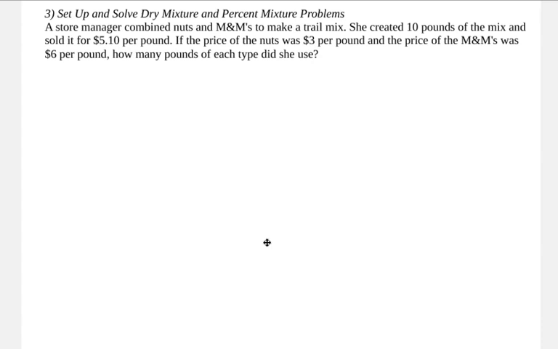On this question, a store manager combined nuts and M&Ms to make trail mix. She created 10 pounds of mix and sold it for $5.10 per pound. The price of nuts is $3 per pound and the price of M&Ms is $6 per pound. How many pounds of each type did she use?